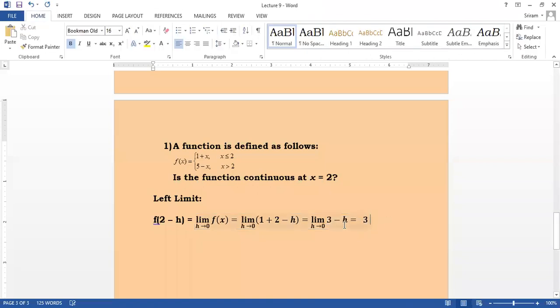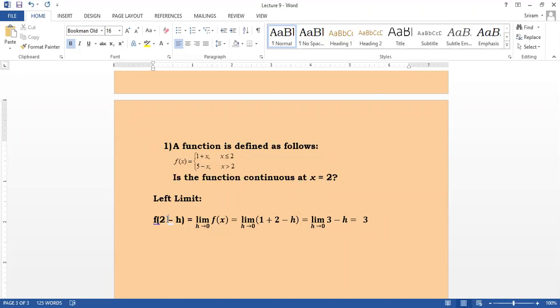So the basic idea, again I am explaining it. I am going to find the left limit. How to find the left limit? In place of x, we take 2 minus h, or a minus h. Here the value of a is 2. So in place of x, I take 2 minus h. When I take 2 minus h, we have two separate functions: one for the values less than or equal to 2 and one for the values greater than 2.